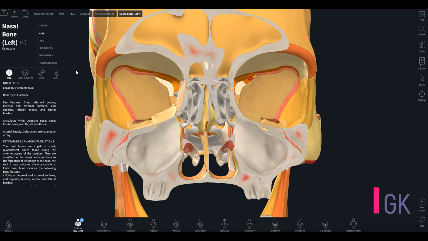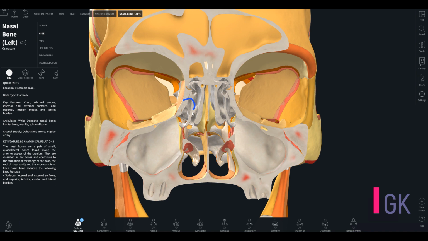First of all, the meatuses communicate with the paranasal sinuses. In this review, we will see only the communication of the paranasal sinuses with the nasal cavity. First of all, the inferior nasal meatus does not communicate with any sinus, but it has communication with the orbit. The orbit communicates with the inferior nasal meatus through the nasolacrimal canal.